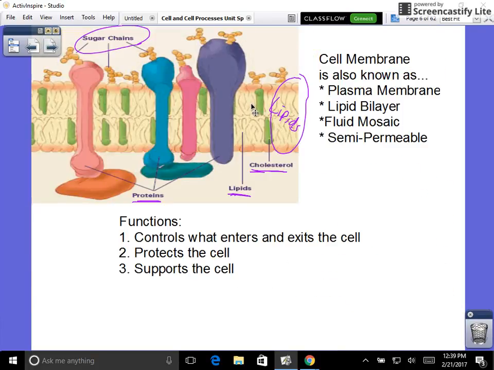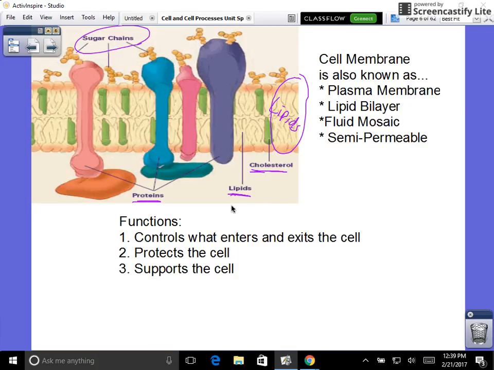Another very important part of the cell, and we dedicate an entire next lesson to it, is the cell membrane. If you look here, you'll notice it has two layers of lipids. That's why it's called a phospholipid bilayer. But there are also proteins through it. These green things are cholesterol, and these are carbohydrate or sugar chains attached to proteins and lipids. So the cell membrane is not just lipids. Some names it's known by are plasma membrane, lipid bilayer, fluid mosaic, and semi-permeable.